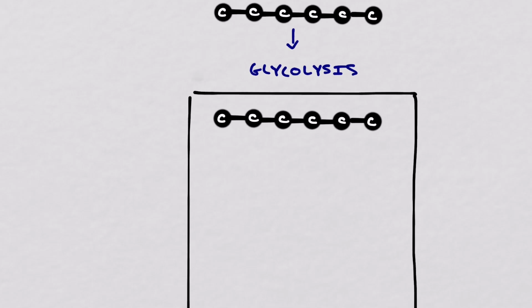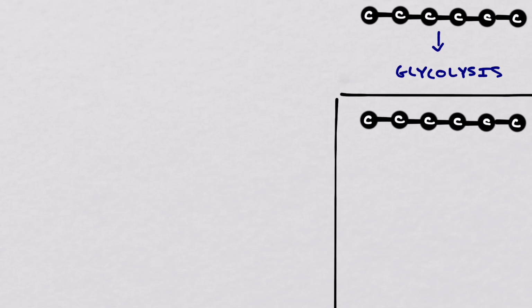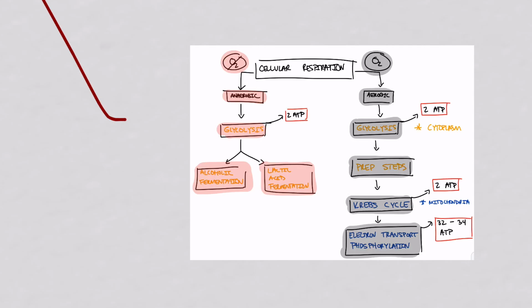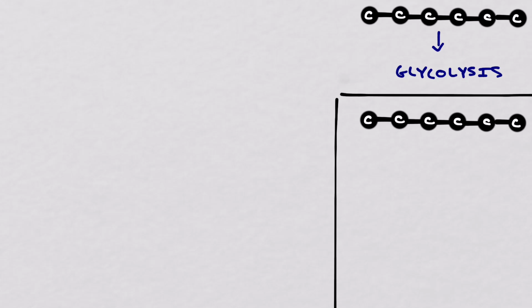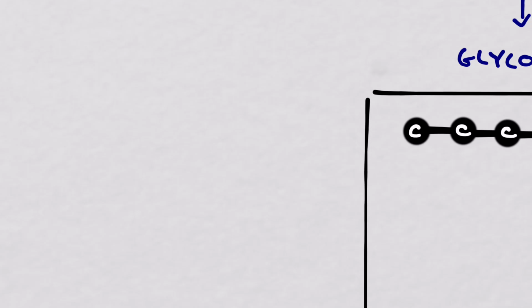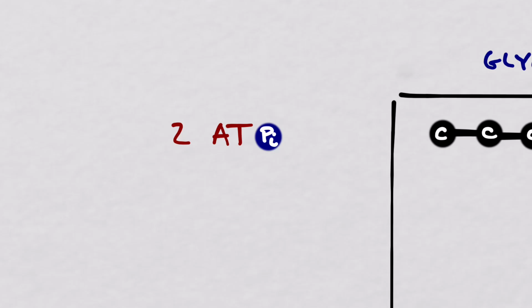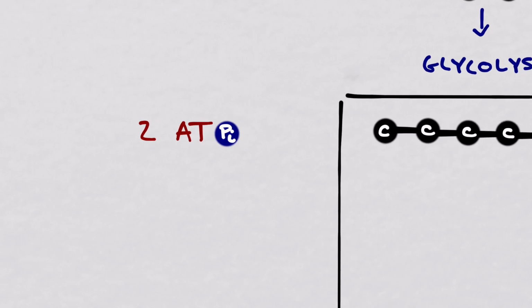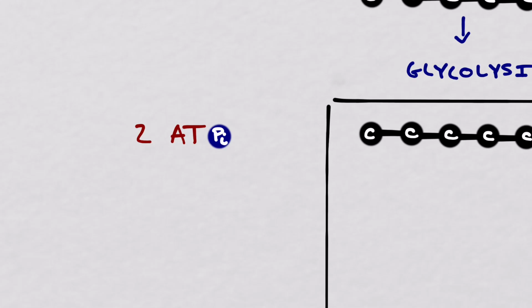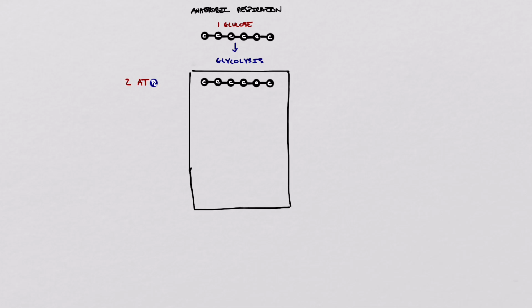Off to the side, write 2 ATP, but you're going to draw the P in a funny way. A little P sub i there. This is indicating that there's a phosphate group. There's actually 3 phosphate groups on this ATP molecule, and we have 2 of them. So your setup looks like this.